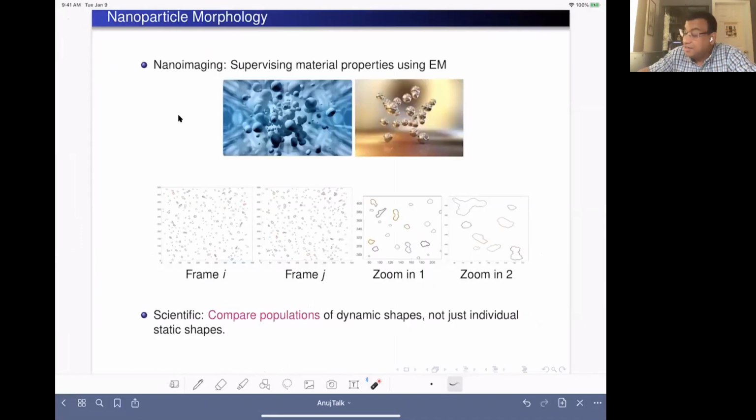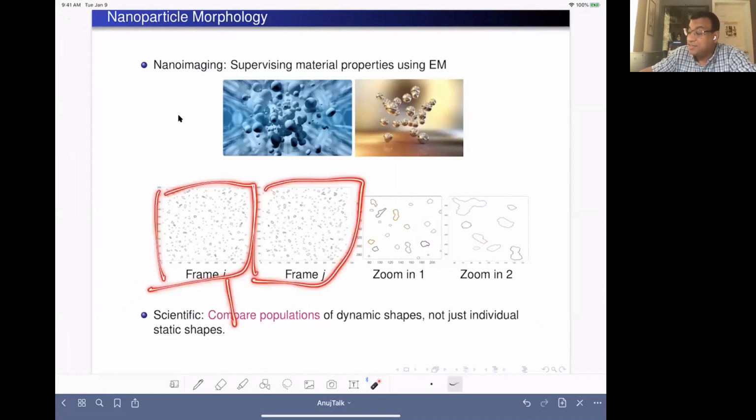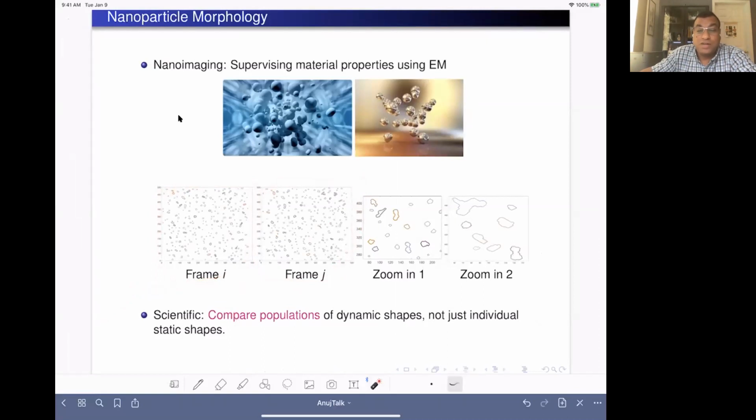This is a slide from my colleague Chiwoo Park's research and his advisor, Dr. Yu, where you take images during a manufacturing process. You have these video sequences. Each frame contains hundreds of thousands of nanoparticles. At each frame, you can imagine a population of shapes. These are not individual shapes; these are populations of shapes. And one is interested in the dynamics of this population. How is the population evolving?